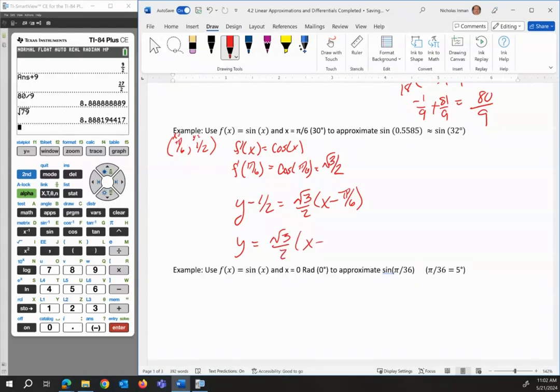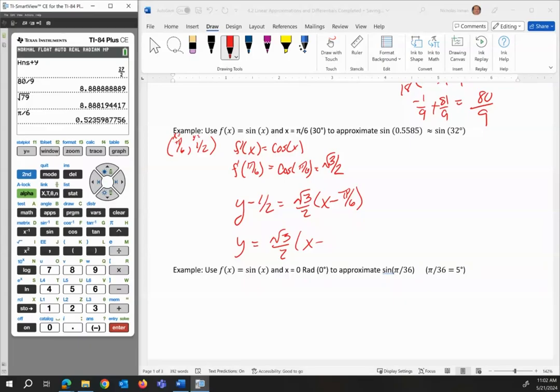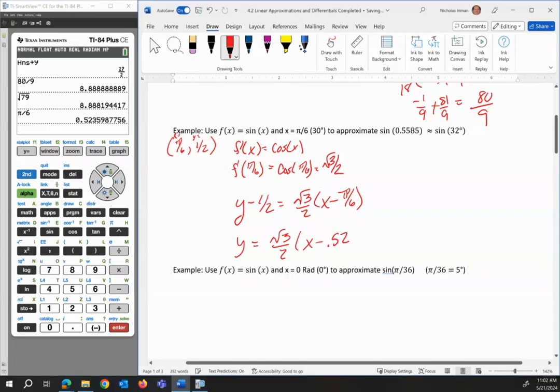Now pi over 6 as a decimal. Let's work in that world. Something like 0.5236. All right, so the idea for linear approximations is that we can take this number, put it in here for our x value. All right, I forgot to add my 1/2. All right, and we can see what we got.